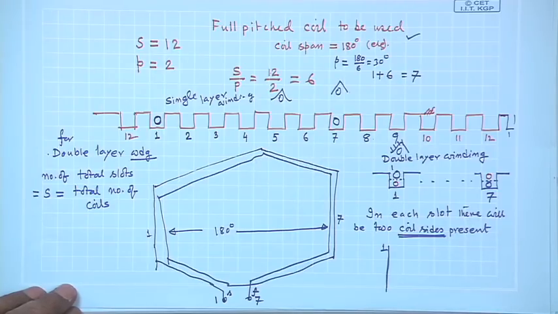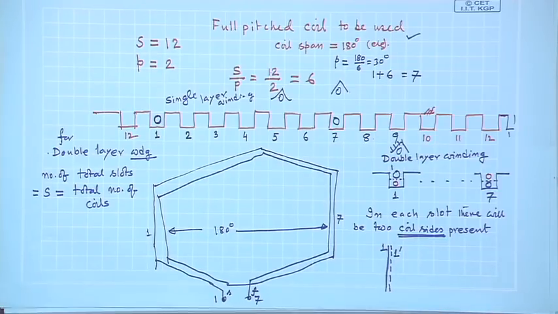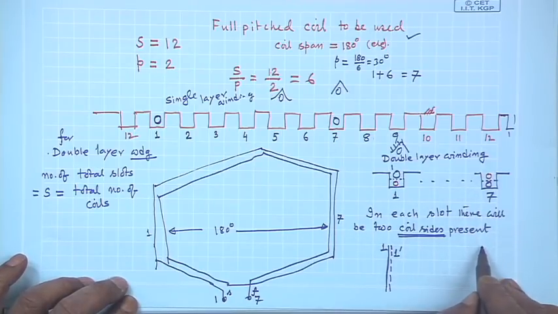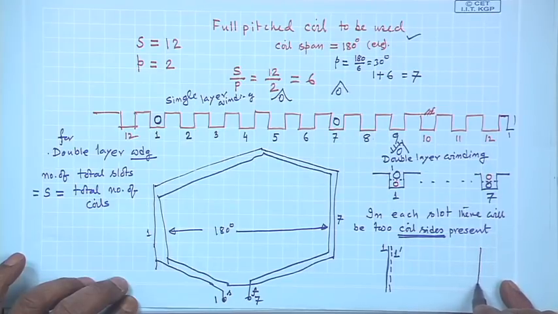So, what people do is this second conductor, they show it by a dotted line just beside it, close by, and name this as one dashed. Understood? That is, whichever coil side will occupy the lower deck, they will be numbered same as the slot number, but with a dash, one dash or one prime. Similarly, for 7, there are two conductors, and this slot I will show it like this.